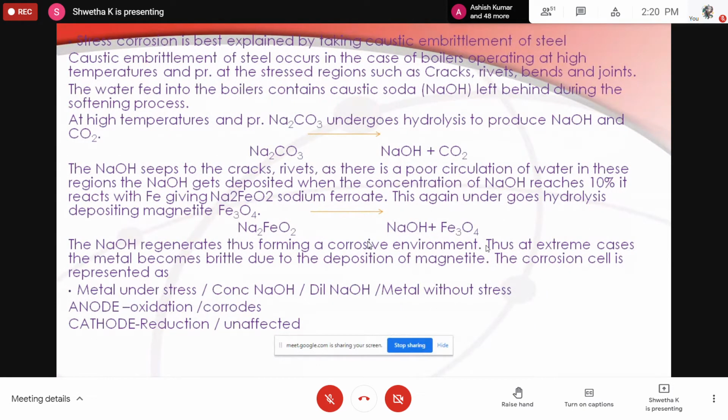The anode undergoes oxidation and the cathode undergoes reduction, and it is safe. This is about stress corrosion, in which there is constant embrittlement of a steel.